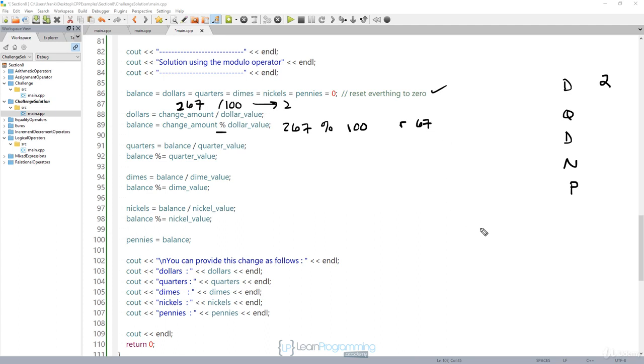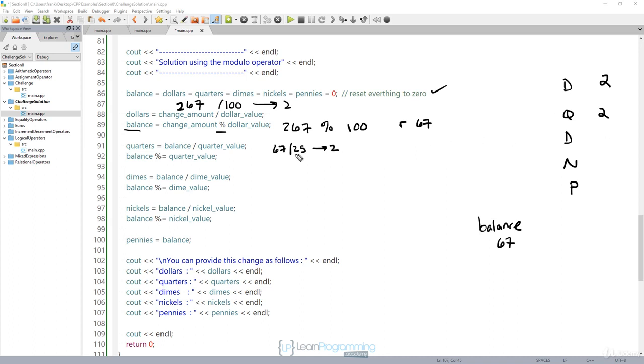Okay? So what we can do is we'll keep our balance down here this time just to have a little bit more room. In this case, our balance is going to be 67. That's what we just assigned right here. Okay. Now, let's figure out how many quarters we have. Well, our balance is 67. Divide that by 25 cents per quarter, and that gives us 2 quarters.